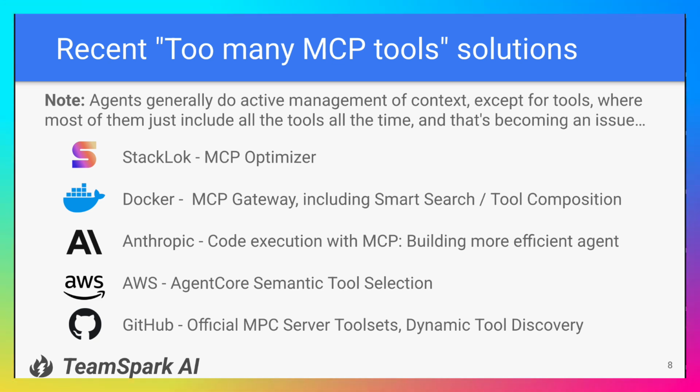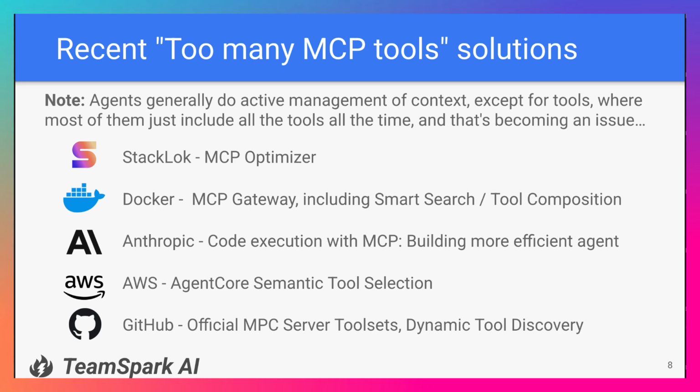And just as some background, generally, especially coding agents, but a lot of desktop agents and other agents, employ a lot of interesting technology around managing the context for things like chat history and a bunch of other things. But for whatever reason, they don't apply those same things to tool inclusion. Generally, they just take all the tools you have configured and they give every single tool to the model every single request. And that's becoming an issue.